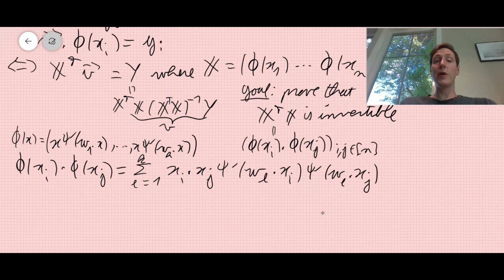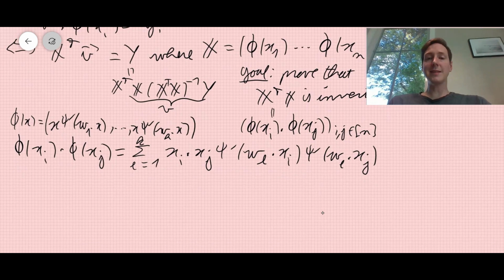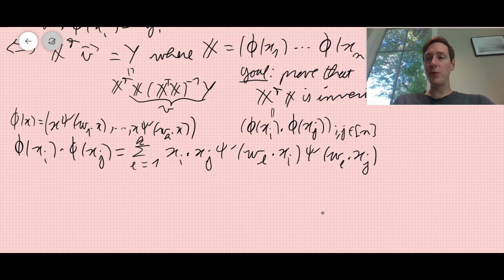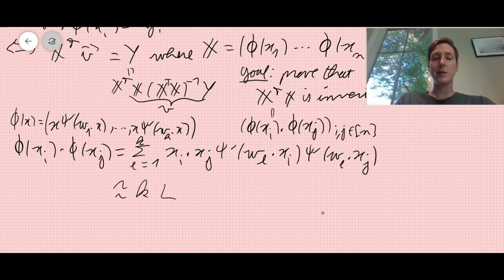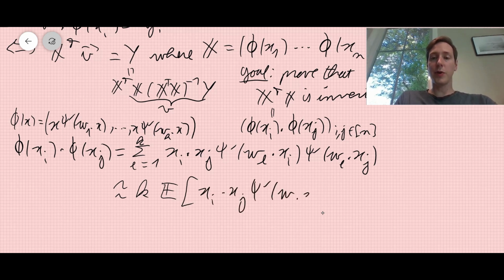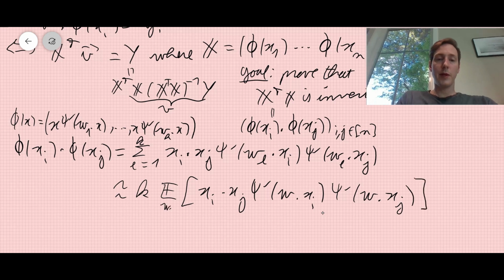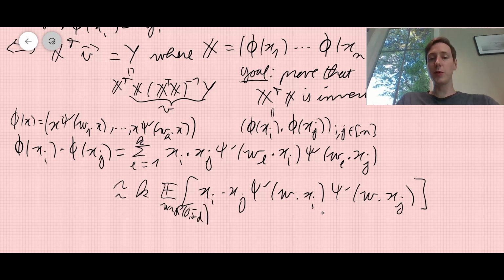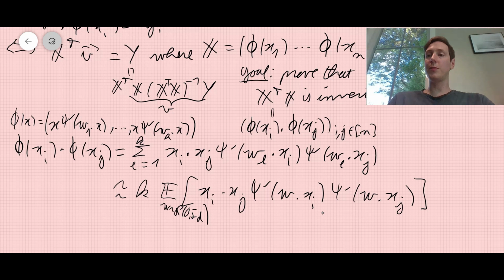But now we're going to have some concentration that happens, because as k becomes very large, remember the wL's are IID standard Gaussian. So I should expect some fluctuation around k times the expectation of xi · xj times ψ'(w · xi) times ψ'(w · xj) when w is from a standard Gaussian. Right? I expect my matrix XX transpose to be basically equal to that plus some small perturbation.